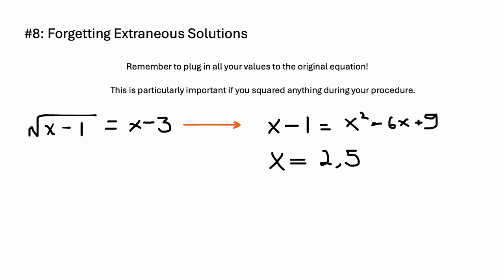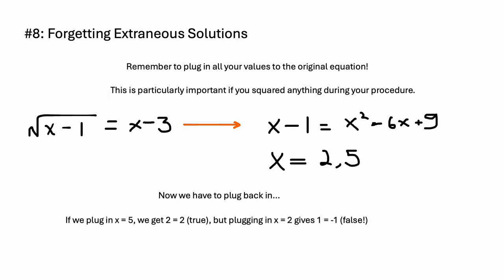Wrong. You have to remember, you have to plug these values into your original equation. So if we plug in x equals 5, we get 2 equals 2, which is true. You can test it yourself. But if you plug in x equals 2, you get 1 equals negative 1, which is false. So remember, you have to plug in your solutions. From this, we can see that x equals 2 is an extraneous solution. So x equals 5 is our only actual solution.